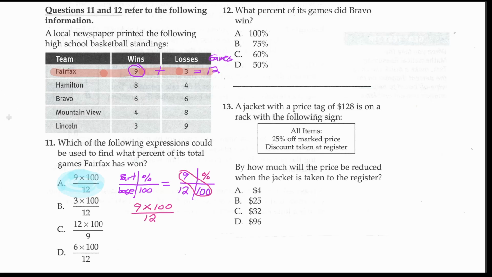Now move on to number 12. What percent of its games did Bravo win? Okay, let's erase Fairfax now. Now we are looking for Bravo. So Bravo is this one here. With Bravo, they win 6 and they lose 6. So what does that tell you? You don't even have to do the work, you just know that it's going to be 50%.